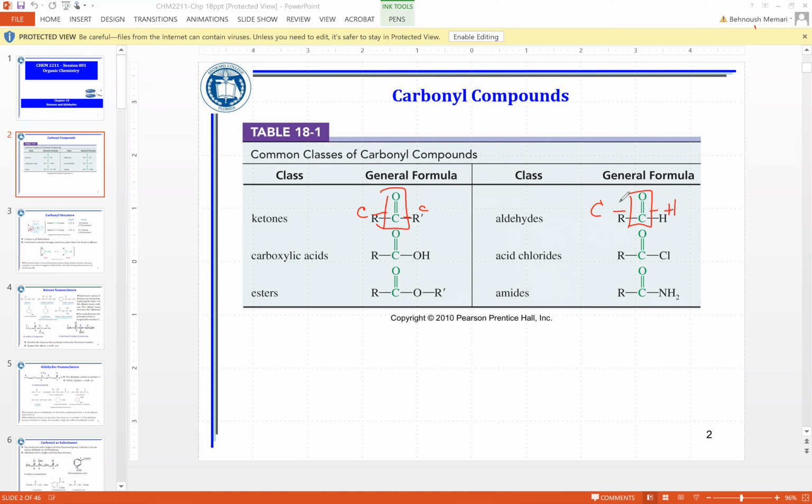That's the difference. Other carbonyl compounds, which we will learn in future chapters, are carboxylic acid, ester, acid chloride, and amide. But in this chapter, we only talk about aldehydes and ketones, unless you want to do a reduction of these to go to the aldehyde. As just a preparation method, we can refer to that.